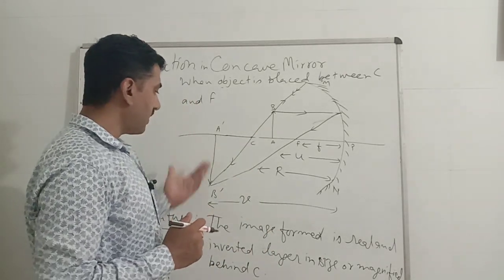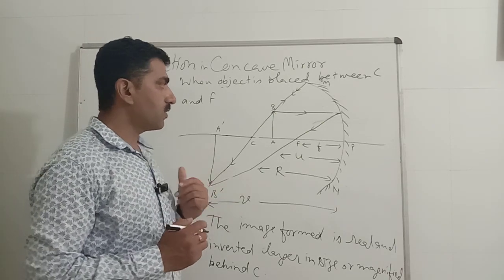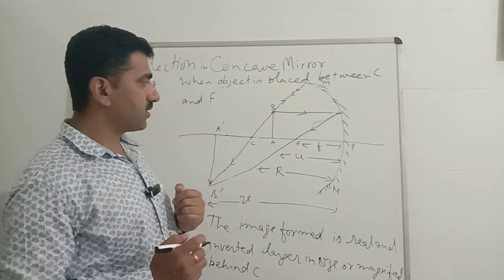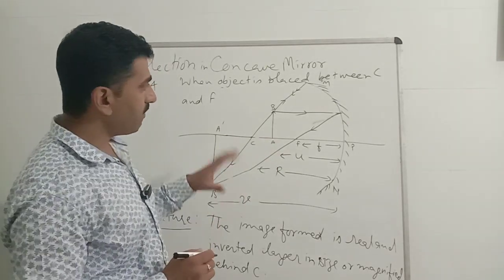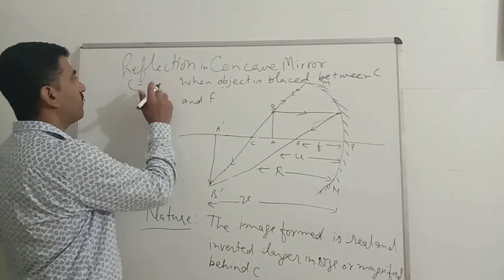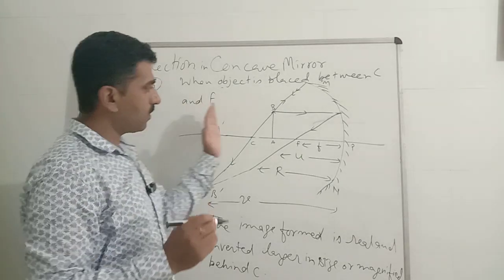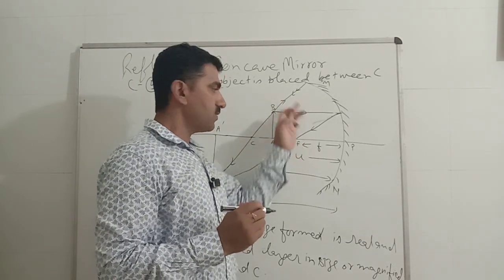So beyond C you can write. So this is the way you will be making the diagram, and this is the nature: real and inverted image. Now let's go for case number 5. Delete it and let's go ahead with case number 5. Let's go a little close from here to focus where the image is formed.